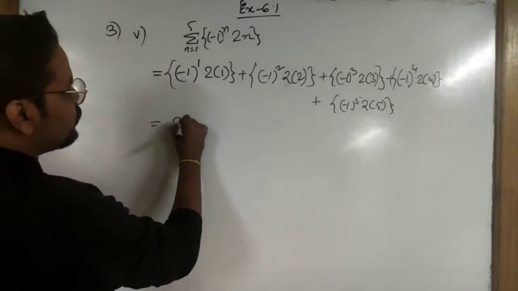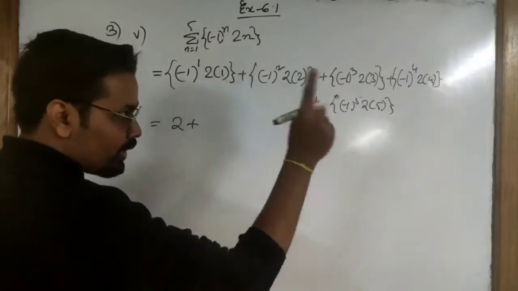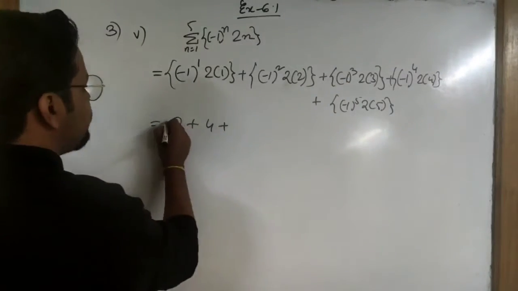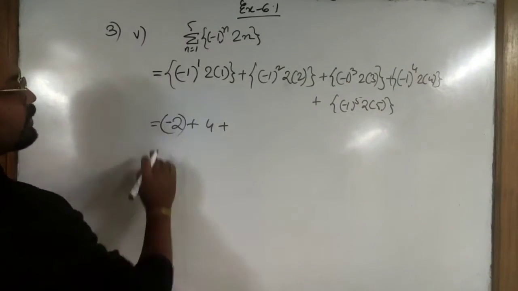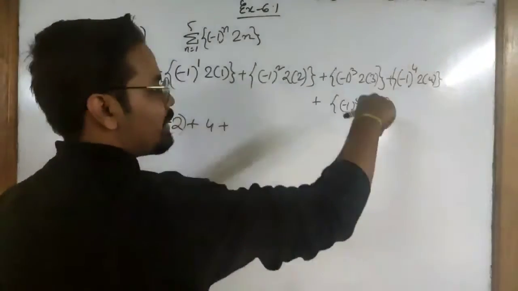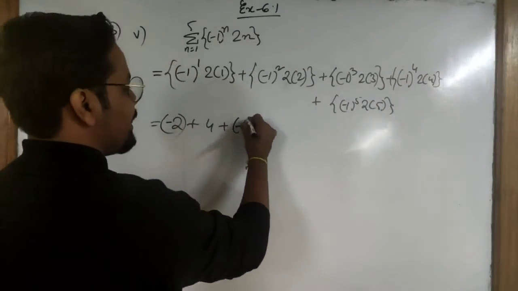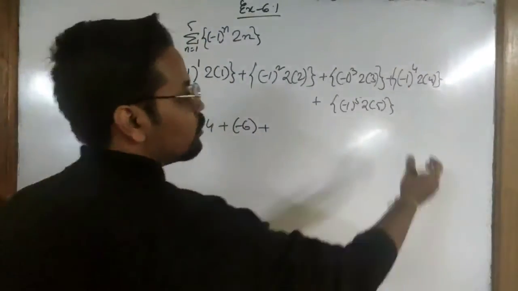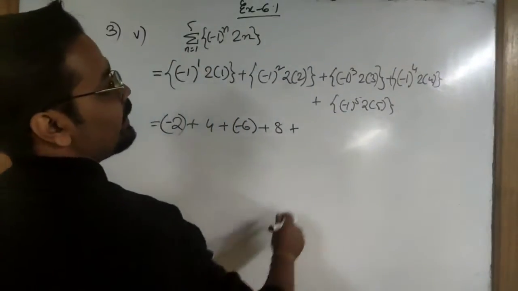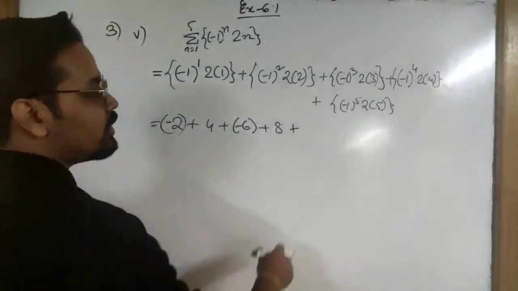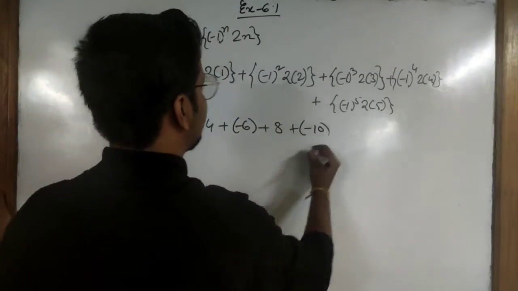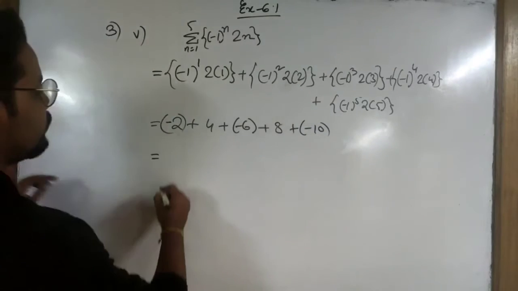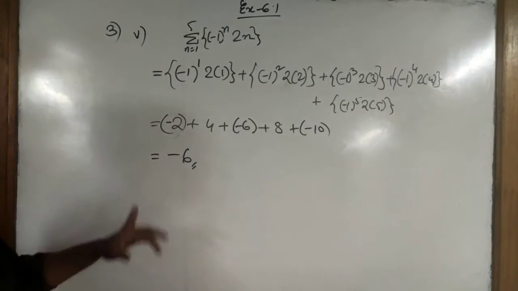So it will be minus 1 to the power 1 into 2, which is minus 2, because minus 1 is there. Here it will be (-1) squared is 1, 2 2s are 4, so plus 4. Then (-1) cubed means minus 1, 2 3s are 6, so it will be minus 6, plus (-1) to the power 4 is even power, so it will be 1, 2 4s are 8, and (-1) to the power 5 is again minus 1, 2 5s are 10. So what value do we get? We have 12 here, 16, 18, so it will be minus 6. That's how you solve.